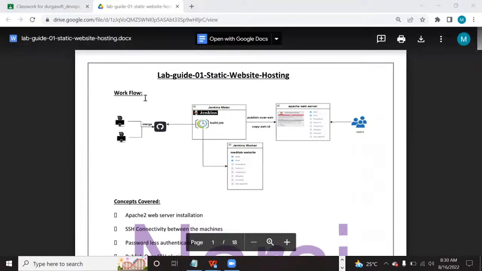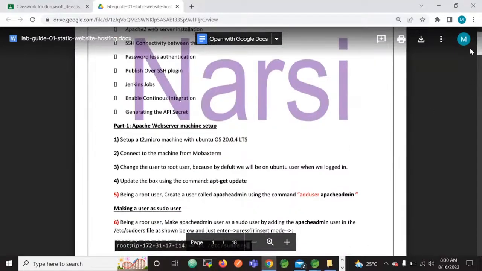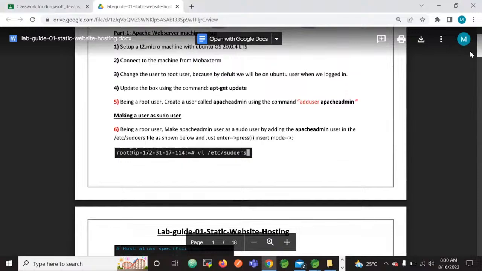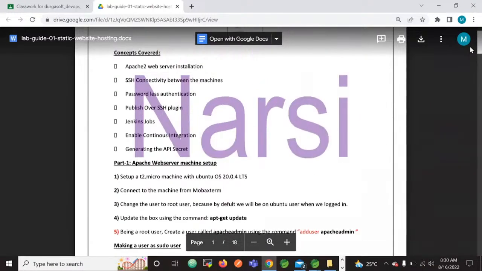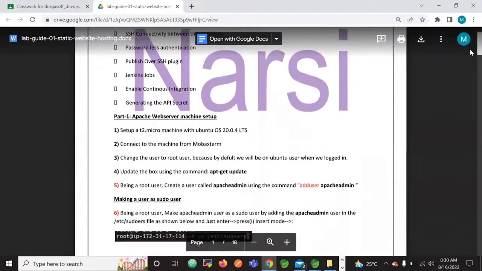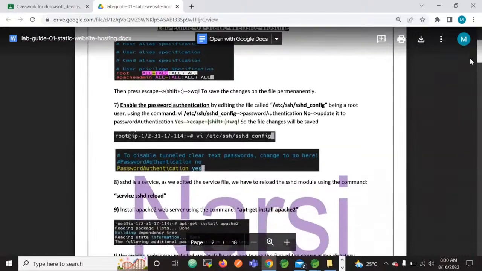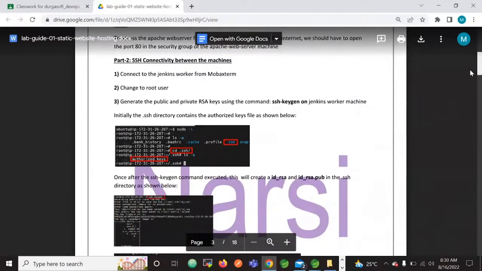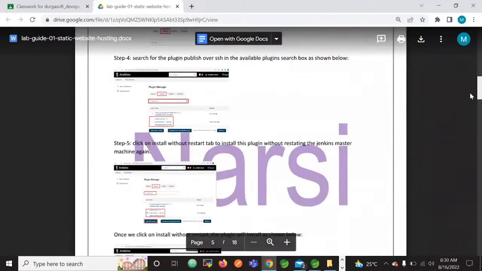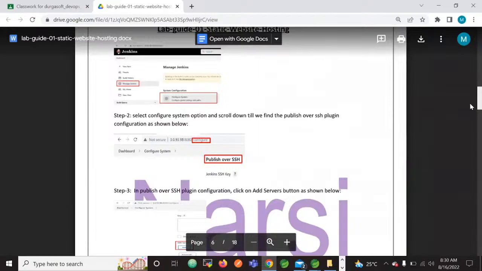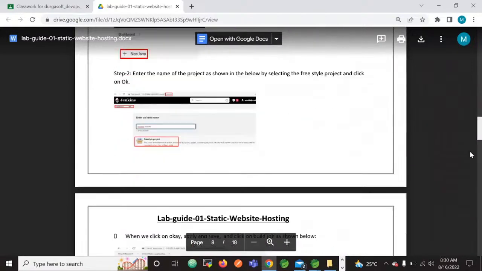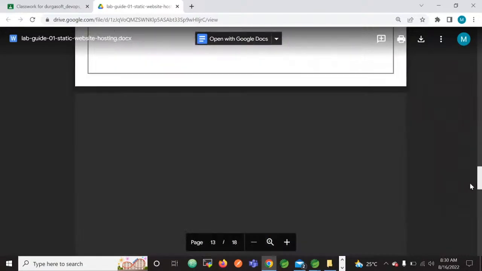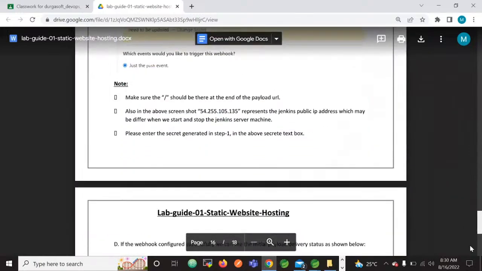See this? What the workflow is, what concepts will be covered, and each and every concept, how to do it, meaning how to set up this pipeline, is provided in a step-by-step, screenshot manner. The lab handout will be provided to you. These lab handouts you have to follow and then do the applications.